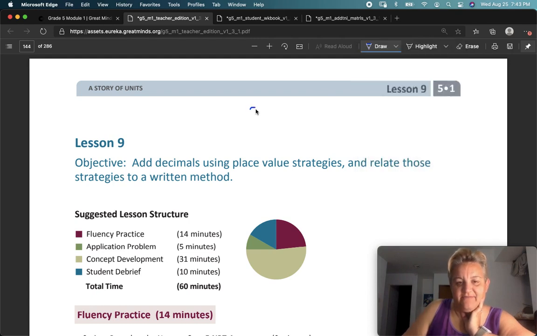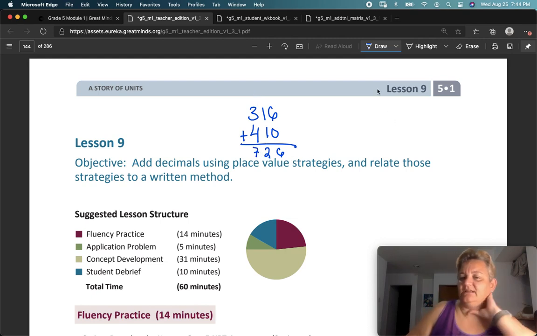So if I have 316 plus 410, I'm just going to add them the regular way. I'm going to line them up and add the columns. So in the ones place, I have 6. In the tens place, I have 2. In the hundreds place, I have 7. My answer is 726.